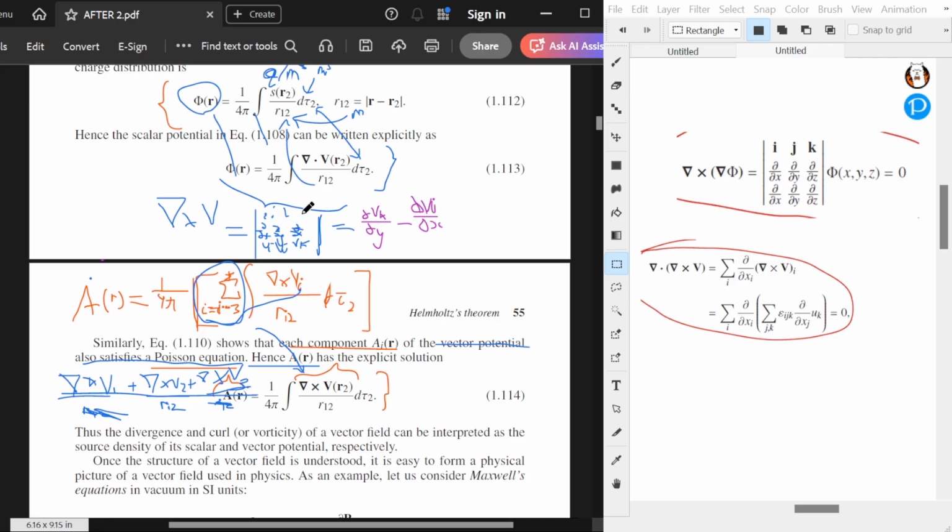I did not sign up for this. Del z, del y V_k, del x, del z V_j. We got 6 terms. Okay, maybe I don't know what I'm doing. This turns into 6 terms. This turns into 6 terms.